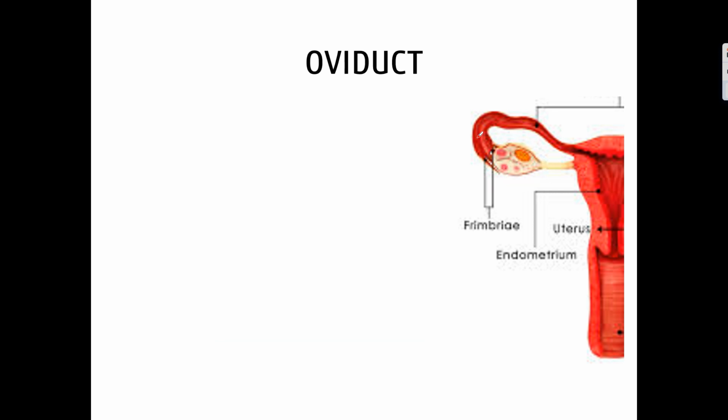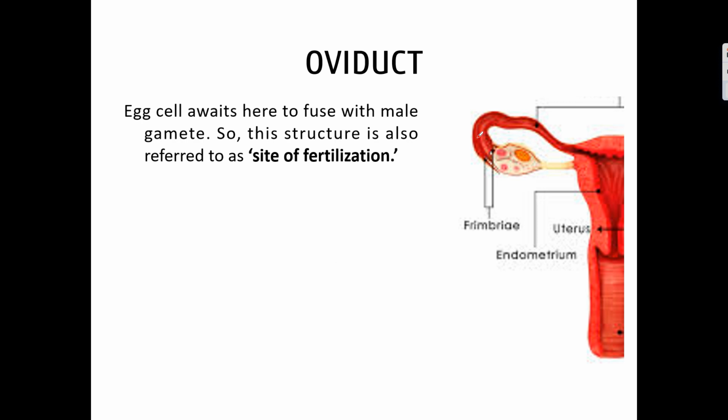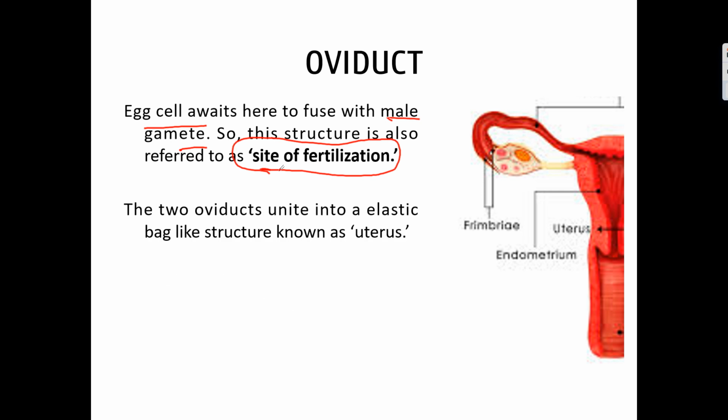In the oviduct or the fallopian tube, the egg will wait for fertilization. Here the egg is going to wait for the male gamete. When it gets fused with the male gamete, the fertilization will happen. As the fertilization takes place in the oviduct, this is called the site of fertilization. And there are two oviducts, and they open into a bag-like structure called the uterus.